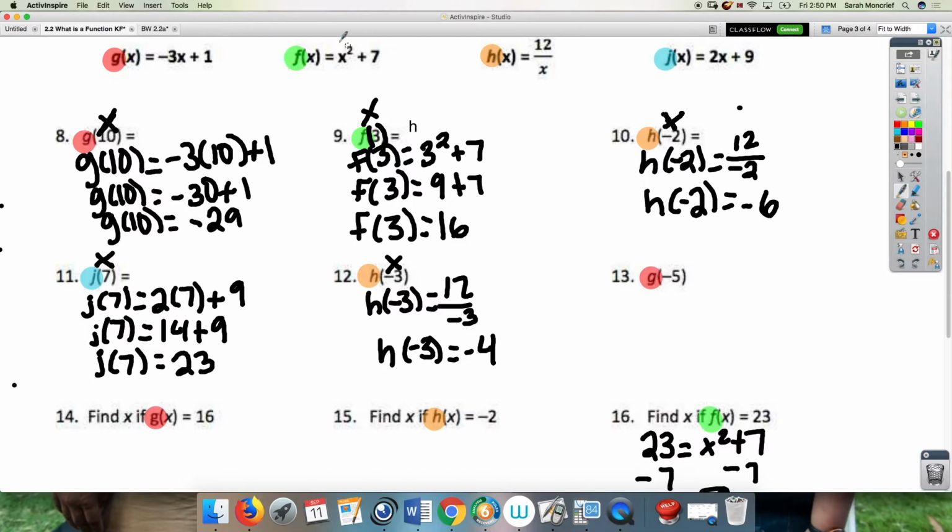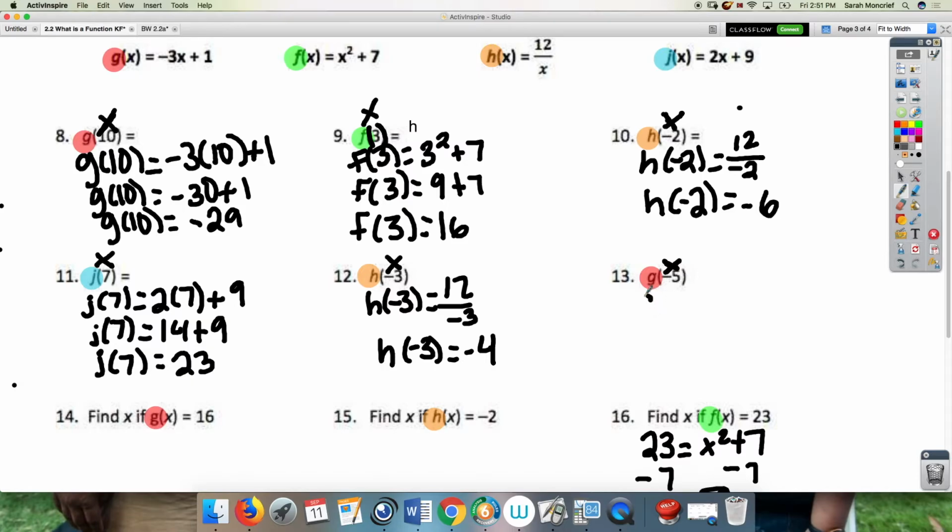All right, now let's look at g, or 13, which is g of negative 5. So we know it's going to match up to this equation because they both have g in the name. So is negative 5 an input or an output? It's an input. Why is it an input? It's in the parentheses. So if it's an input, it's an x.